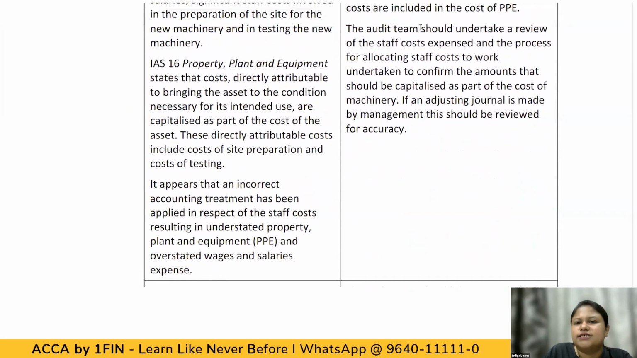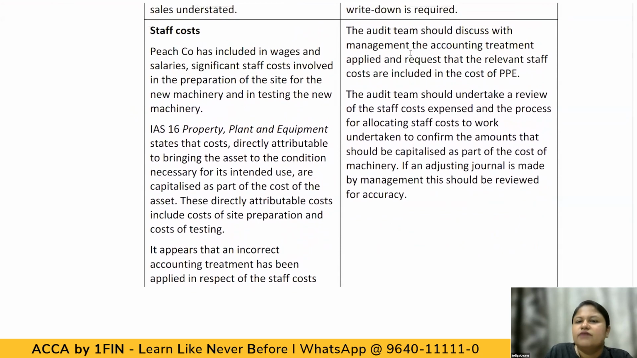The audit team should discuss the accounting treatment applied with the management and request that the relevant staff cost be included as the cost of PPE. The audit team should also review the staff cost expense and the process for allocating staff cost to the work undertaken, to arrive at the amount to be capitalized as part of the cost of machinery. If the adjusting journal entry is made by the management, it should be reviewed for accuracy. So after you tell the management, even if the management is ready for it, don't trust the management; you again carry out a review.